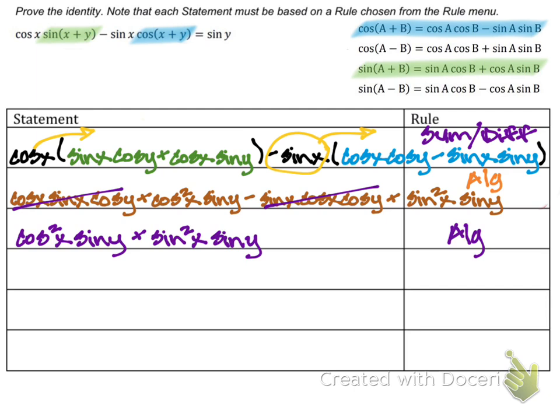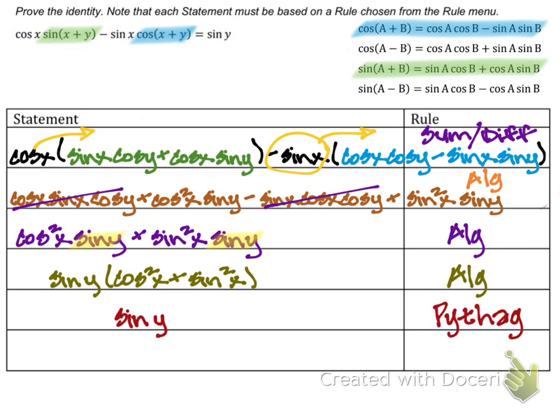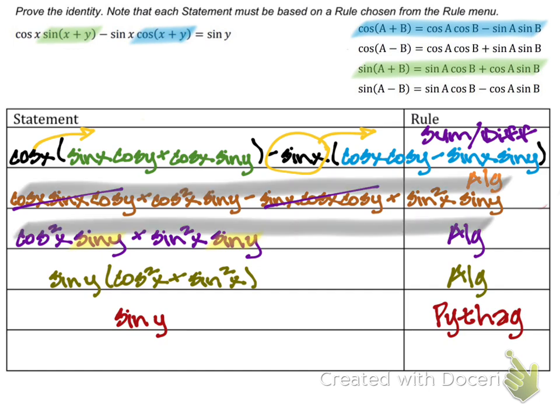And then notice that we have a common factor. Since we have a common factor, we can factor it out. And that would also be by algebra. And then remember, cosine squared plus sine squared is 1. So we're left with sine y by the Pythagorean identity. And then again, remember, you could go ahead and not put those two steps in Alex. You would need to, they've got to be part of your thought process, but they don't need to be typed out in Alex because all three steps there use algebra.